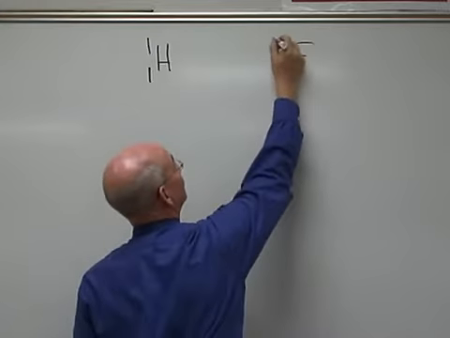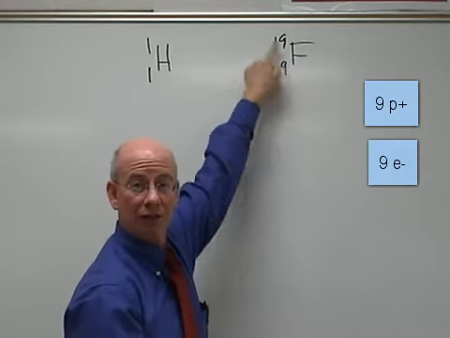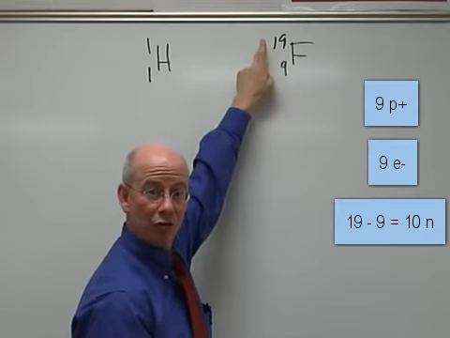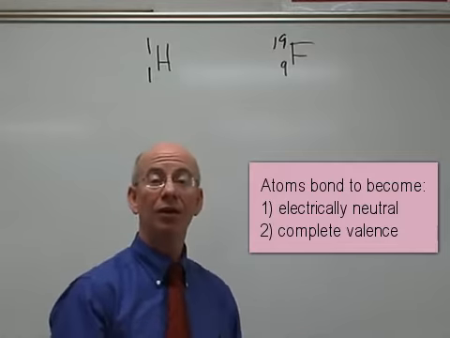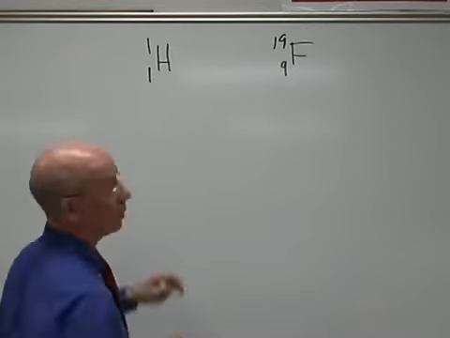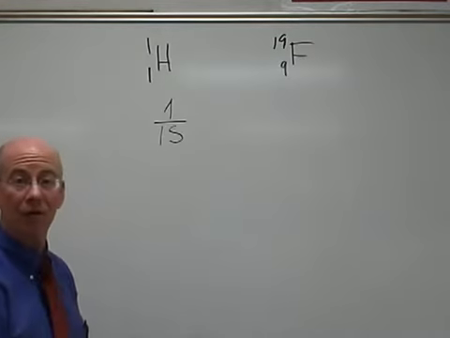Fluorine is 9 and 19. So we have 9 protons, therefore 9 electrons because it's neutral. The mass is 19, so you subtract 9 from that, you get 10 neutrons. Both of these atoms are electrically neutral, but they're not stable. We're going to draw the electron configuration for both. Hydrogen's pretty simple. It just has a 1s electron standing out there all by itself.